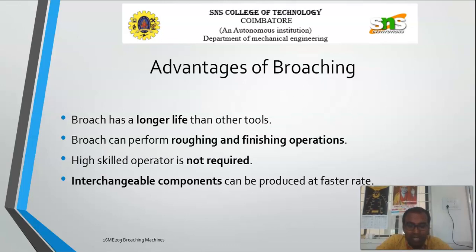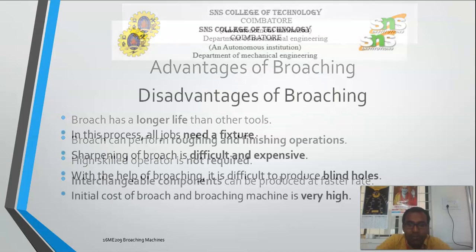Simply put, it has a longer life. It can perform both the roughing operation and the finishing operation. A skilled operator is not required in broaching, and we can also produce interchangeable components.